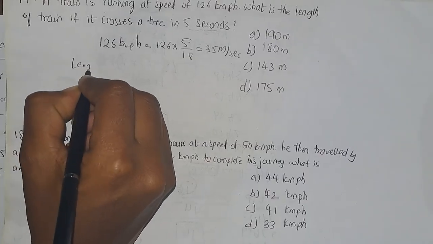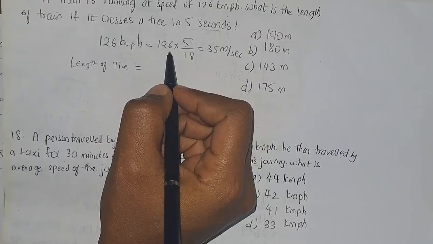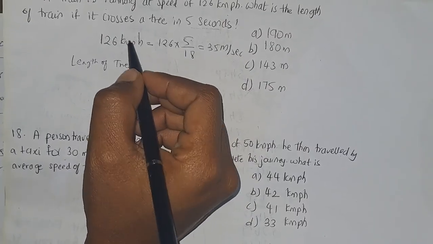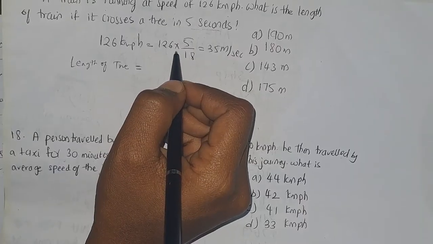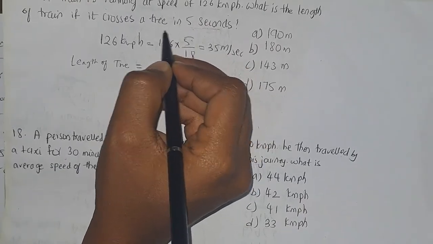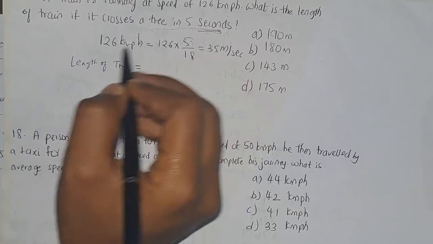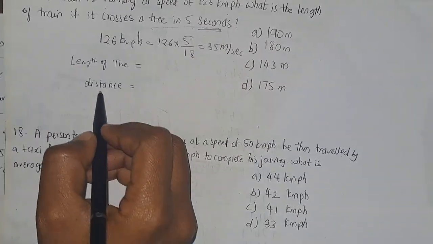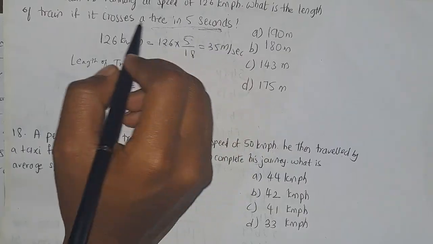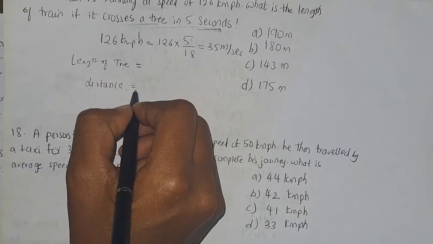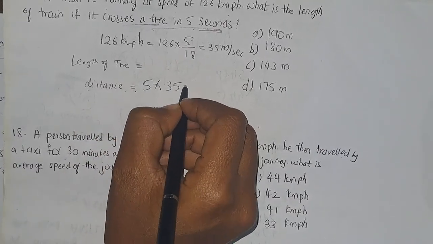So the length of the train will be the distance traveled by the train while crossing the tree in 5 seconds. That is the length of the train. So we will find the distance traveled by the train in 5 seconds while crossing the tree. So distance is time into speed.